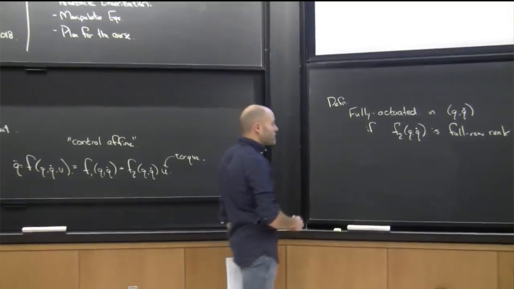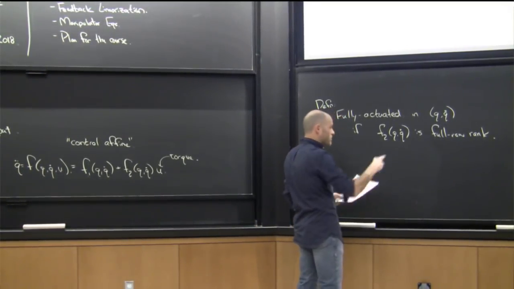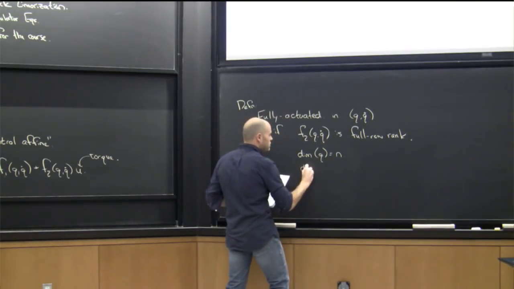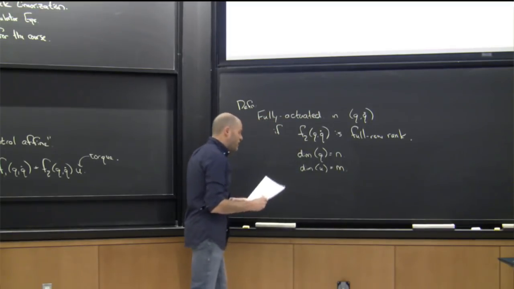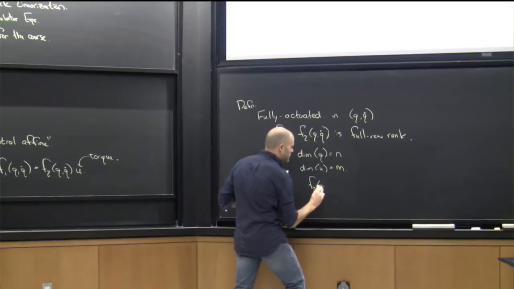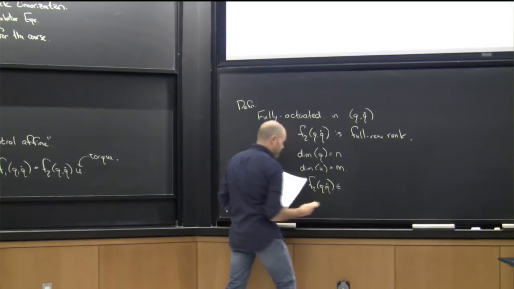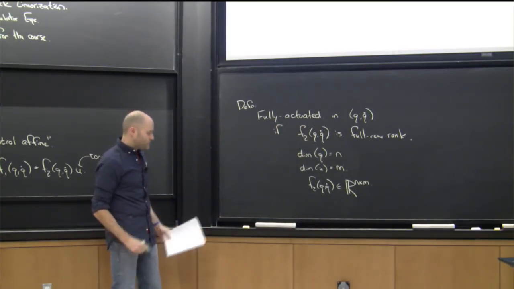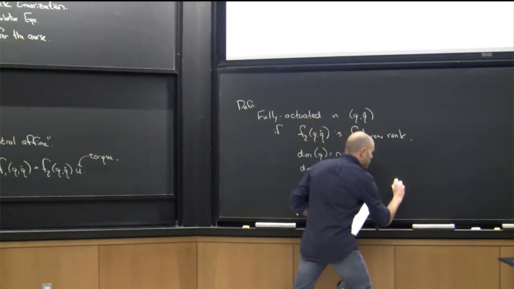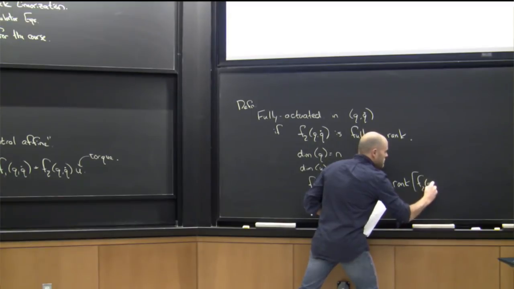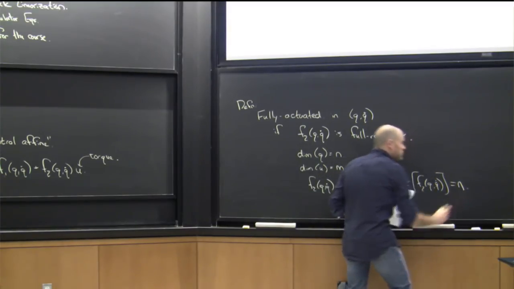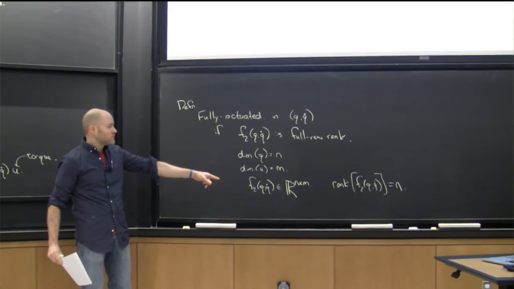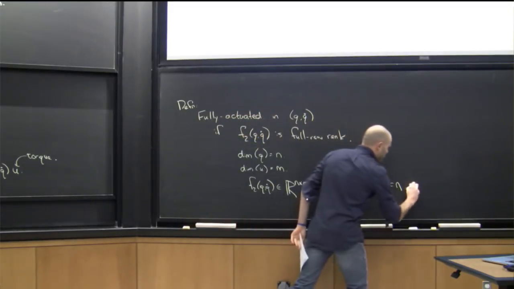But if F2 is full row rank, then what it means is that there is an inverse that exists. So let me just make sure that this makes sense to you, right? First we'll just say the dimension of Q, let's call that N, okay? The dimension of U, let's call that M. Right, so F2, it's a function that outputs a matrix that lives in R^(n by m). So I want the rank of that matrix to be equal to n. I know it can't be more than n, right? It could be less than n, for sure. So if this rank is n, then that implies that the system's fully actuated.